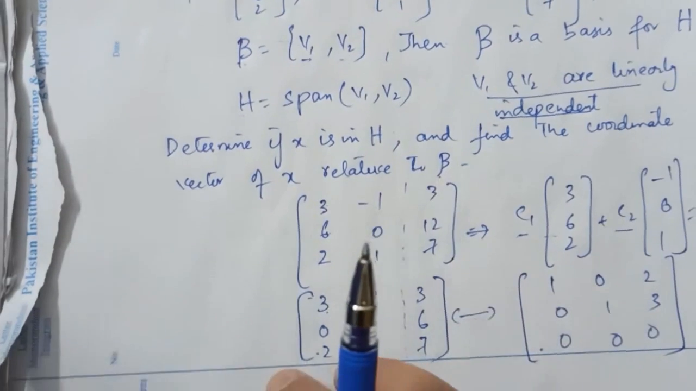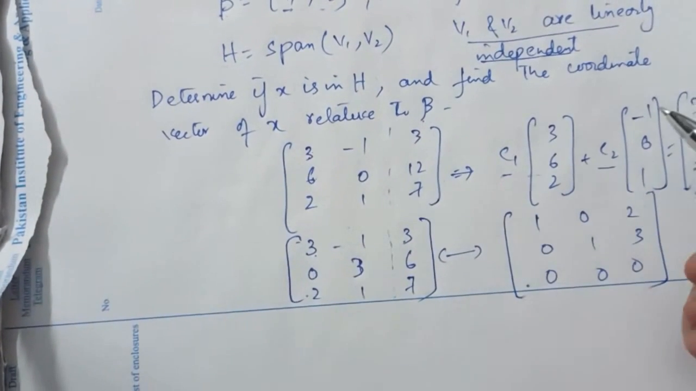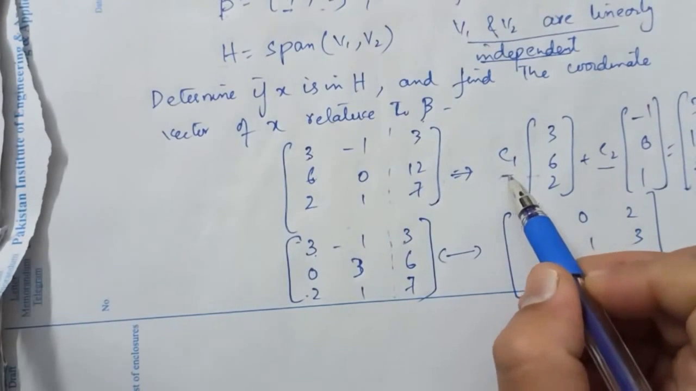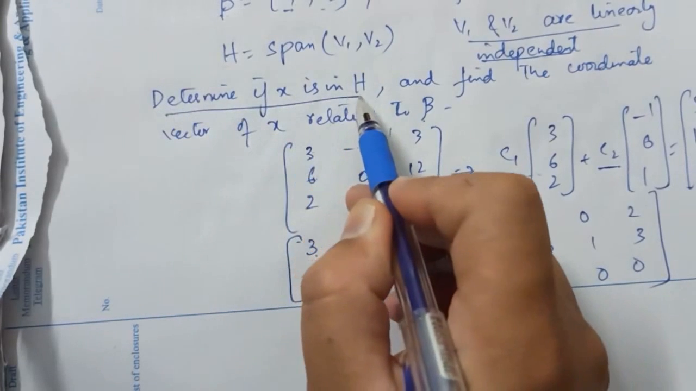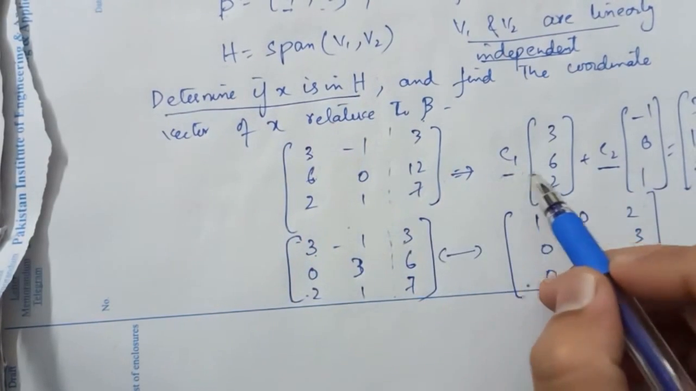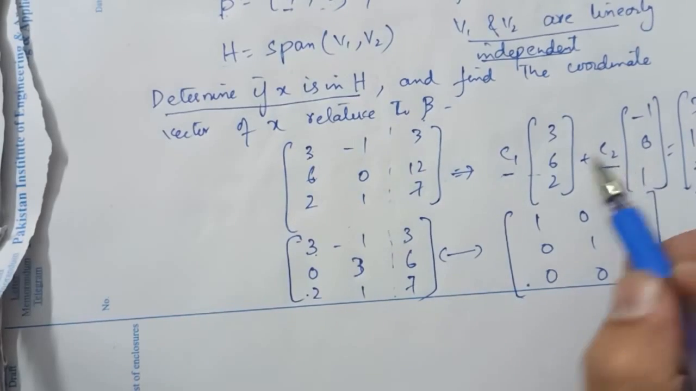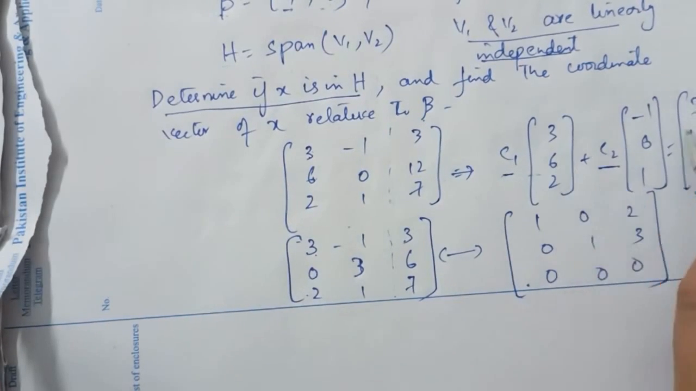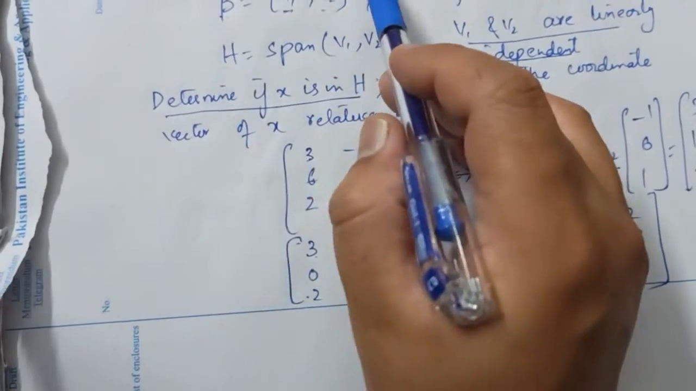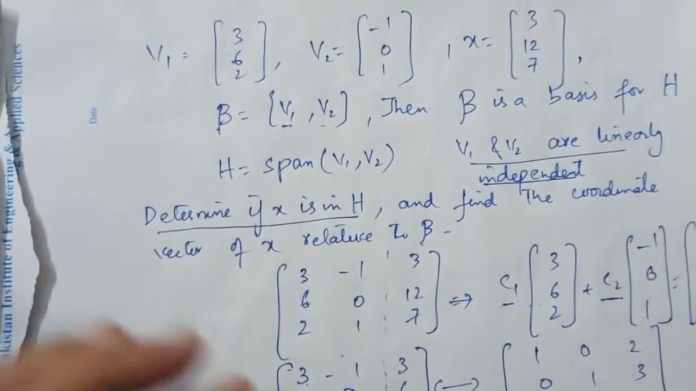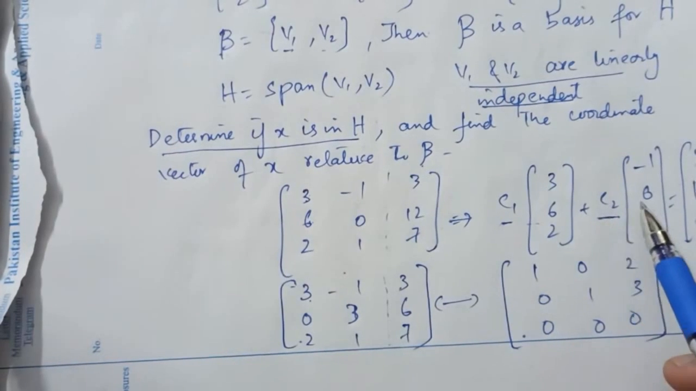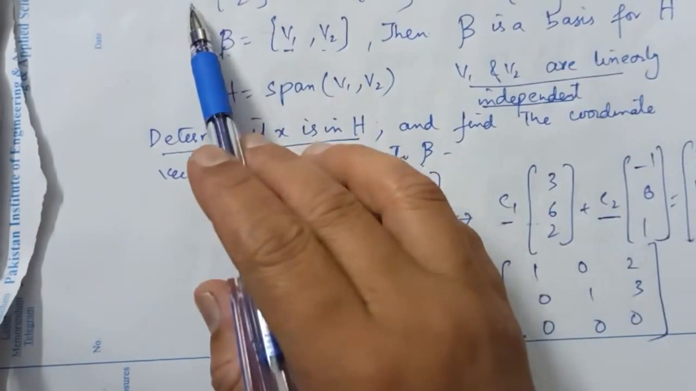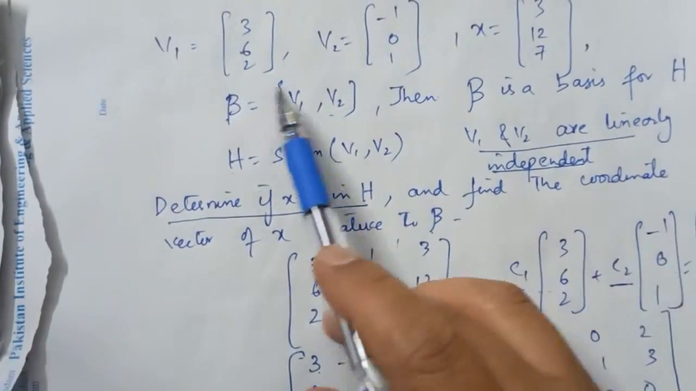Okay, now to do that, we have to find the values of C1 and C2 for the first part, that determine if x is in H. It means if C1 and C2 exist, then vector x will be in the span of v1 and v2. Now if C1 and C2 don't exist, or the solution is inconsistent, it means x will not be in the subspace spanned by v1 and v2.